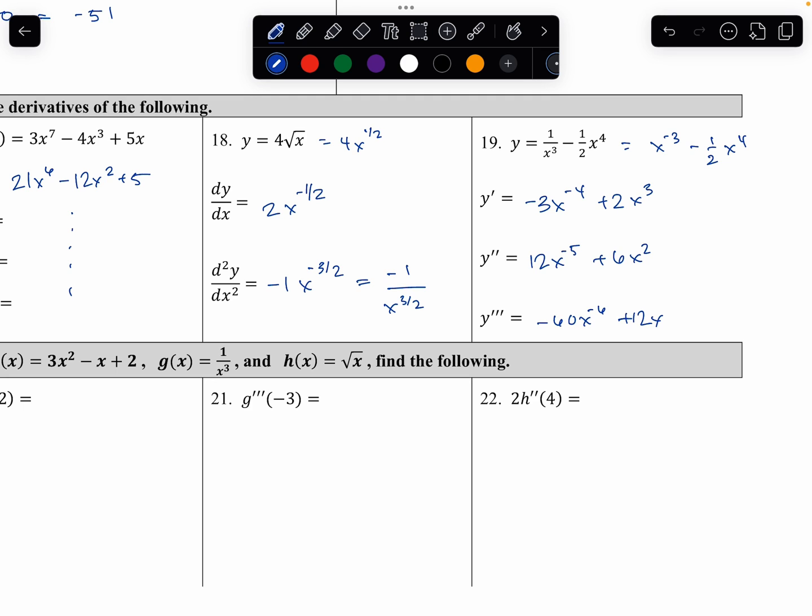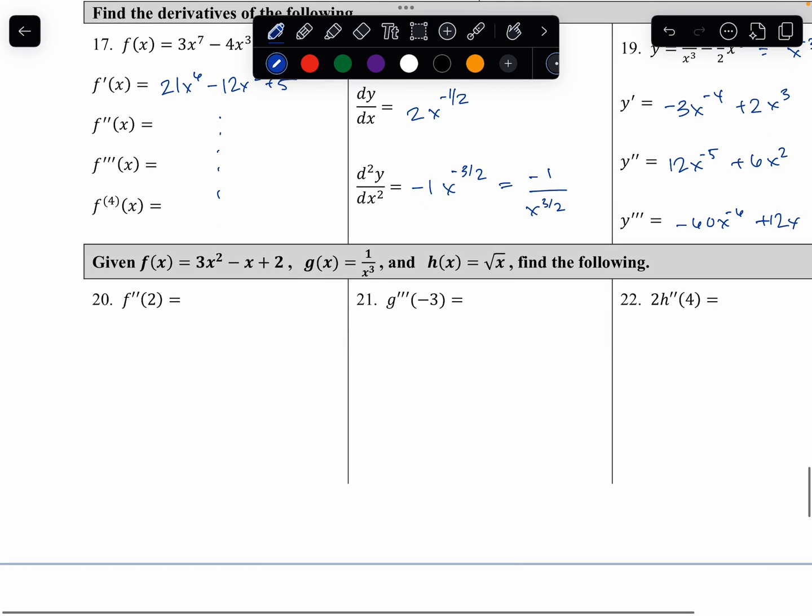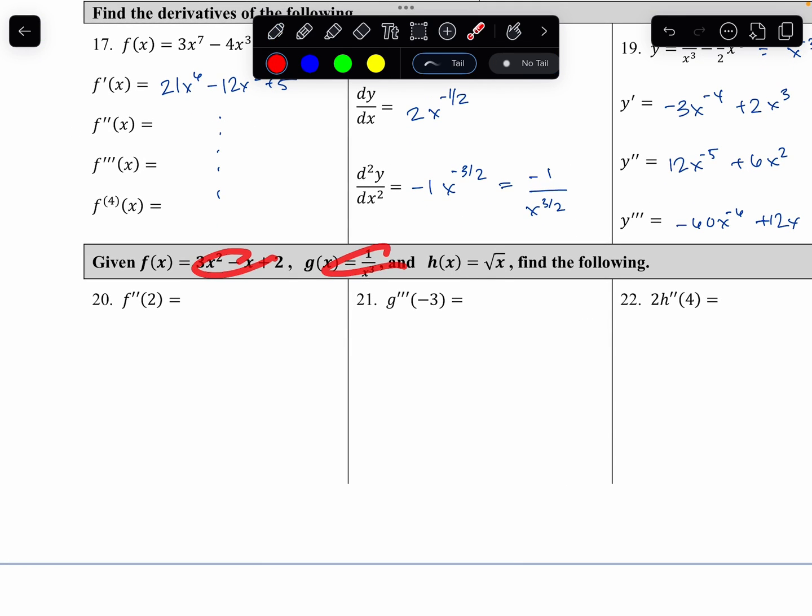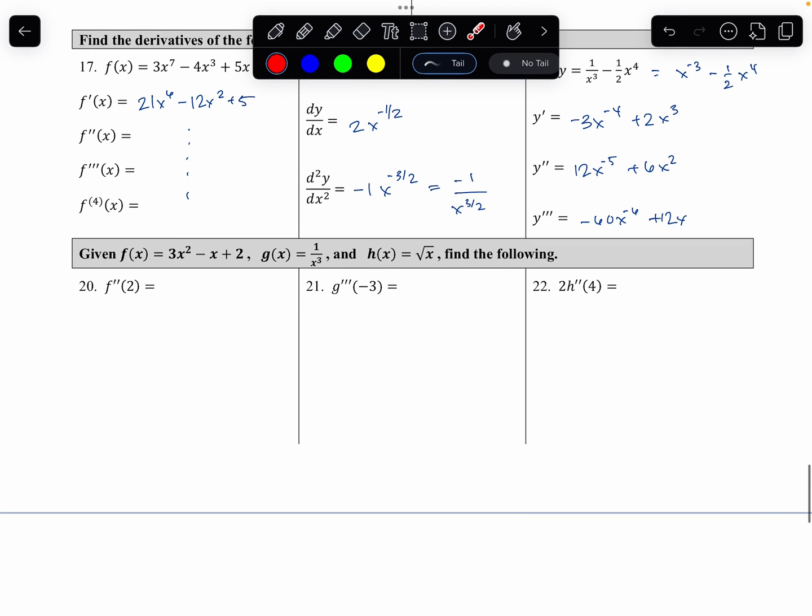Okay. All right, so we have all these functions given here. Find the following. So f double prime of 2, so you'll take the derivative of that twice. You'll plug in 2. For g triple prime, you'll take the derivative of that 3 times, plug in negative 3. But I hope that we get the idea at this point right here.